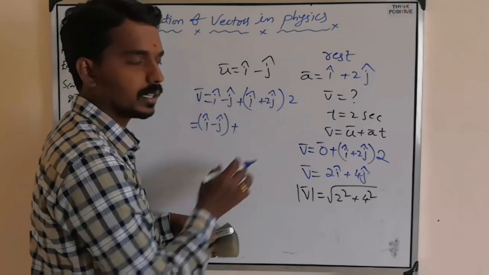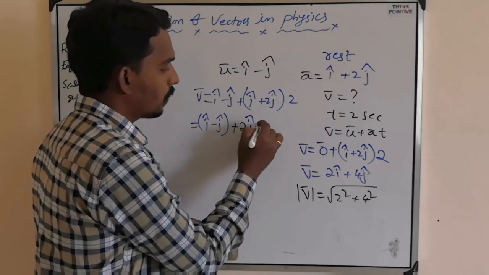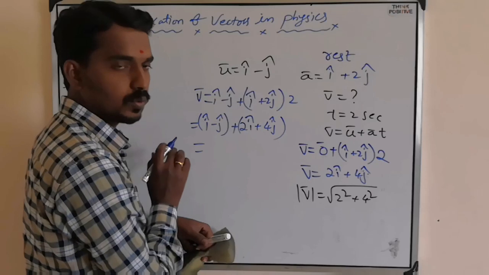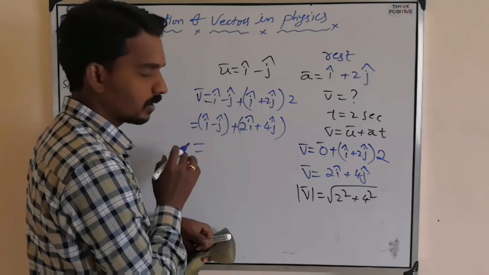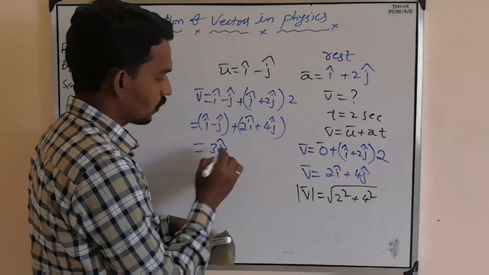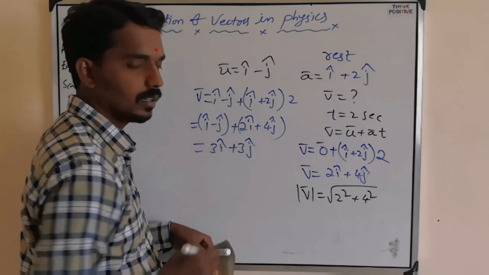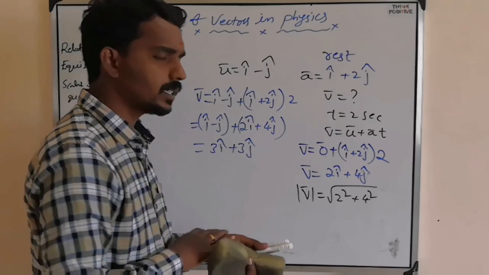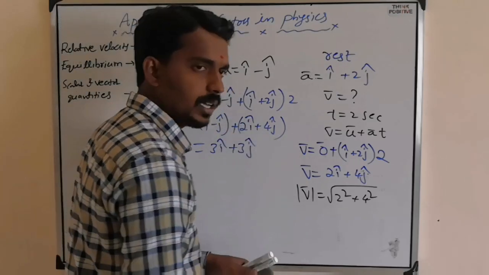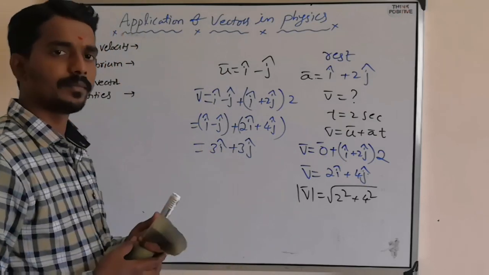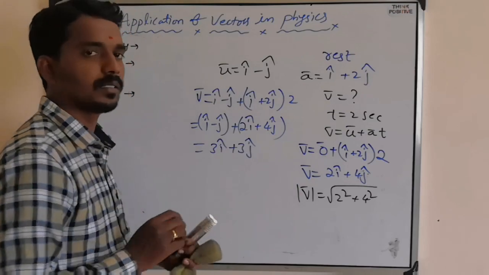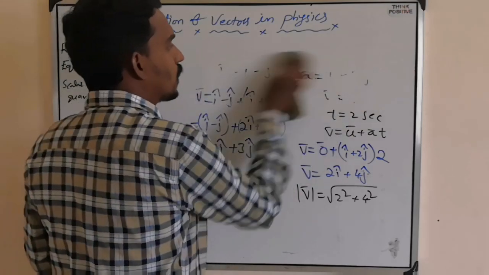which we have studied already. So 2I cap plus 4J cap, so that I plus 2I, 1 plus 2, 3I cap, minus J plus 4J, so plus 3J cap. Because we have studied in addition of vectors, you have to add I to I, you have to add J to J. That's it. So here everything is coming in terms of what? Vectors.